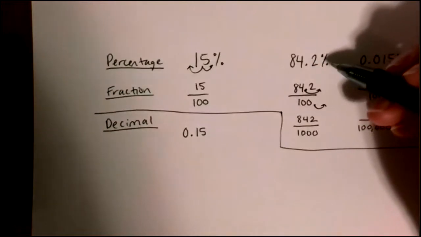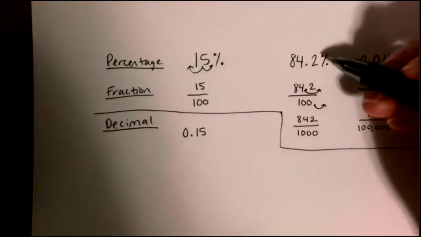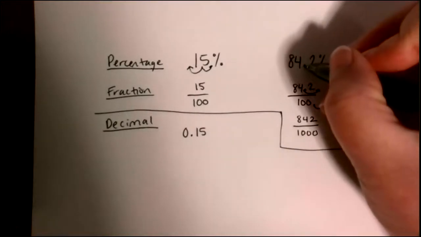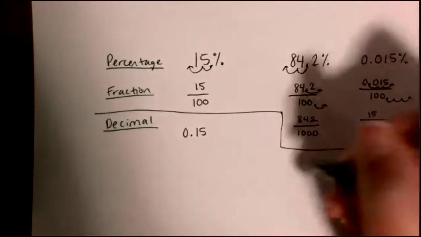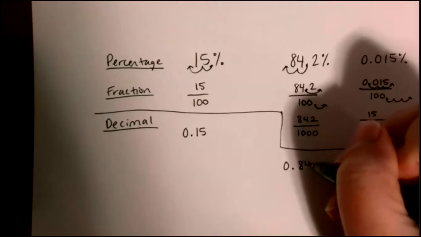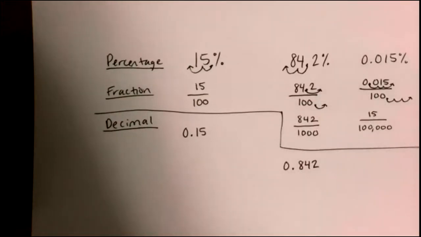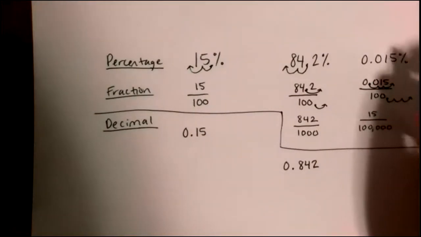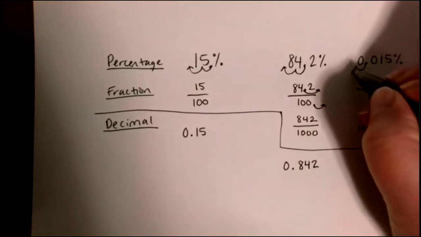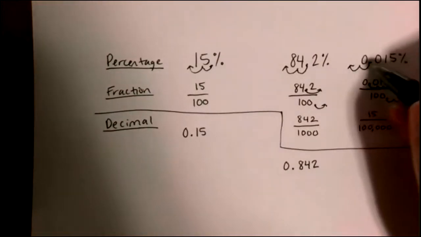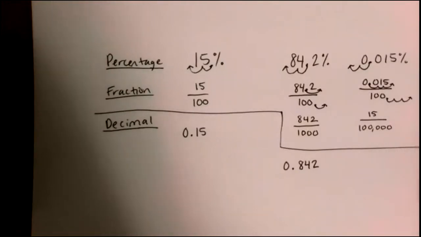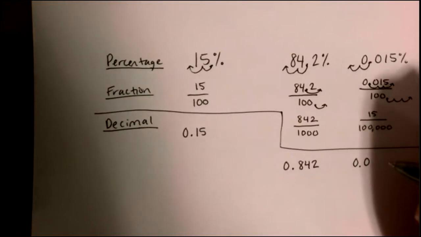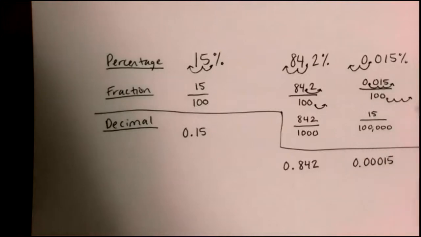Now, looking at 84.2%, once again, you divide this by 100 in your calculator, or just move your decimal 2 places to the left. So this would now become 0.842. And then looking at this one here, 0.015%, we're going to move our decimal 2 places to the left, or just take this number and divide it by 100 in your calculator, either way. And we are left with 0.00015.